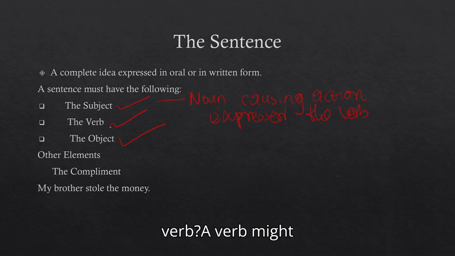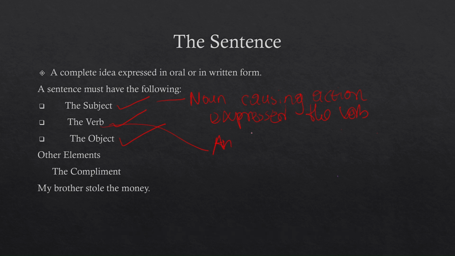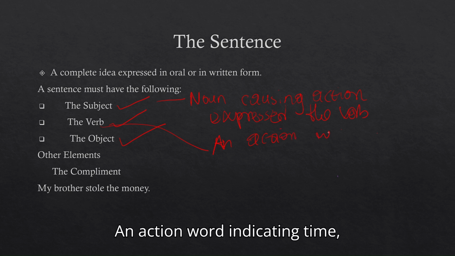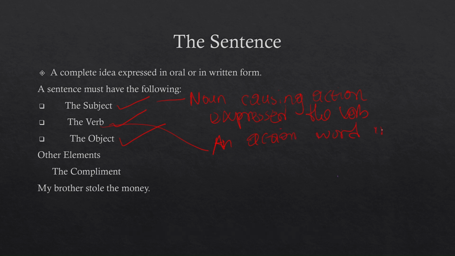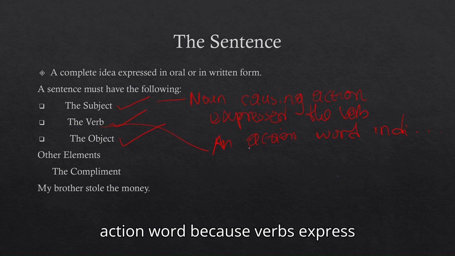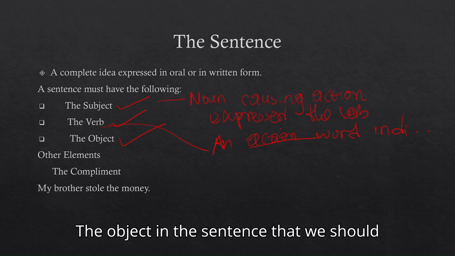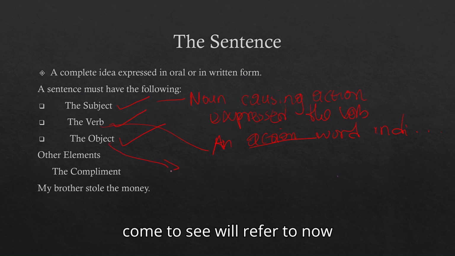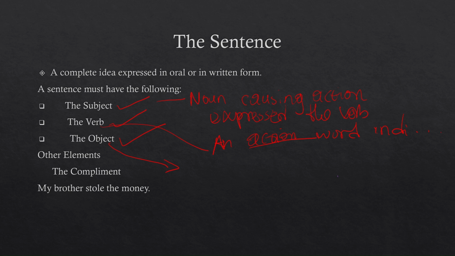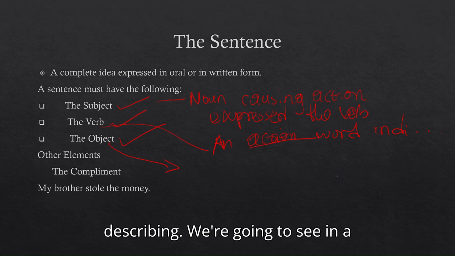What is a verb? A verb might simply be defined as an action word indicating time. Now, we say it's an action word because verbs express actions, and those actions refer to time. The object in the sentence, as we should come to see, will refer to now that noun that is affected by the action of that particular verb you're describing.